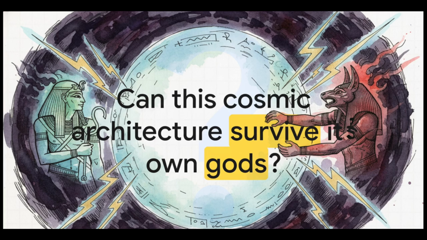But within that divine family we just met, the Ennead, intense jealousy, cold-blooded murder, and massive power struggles are just about to erupt between Osiris and his brother Set. Will the architecture of order actually withstand the chaos brewing on the inside of the divine family itself?